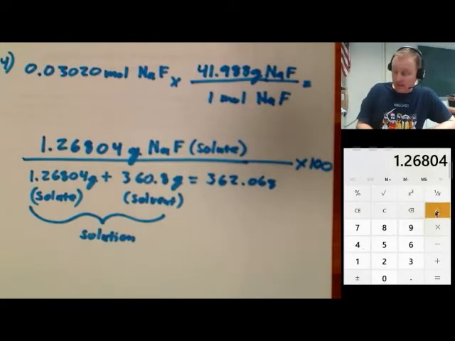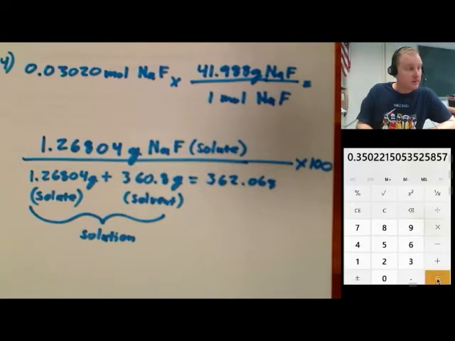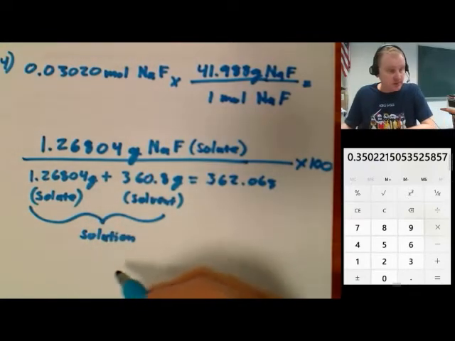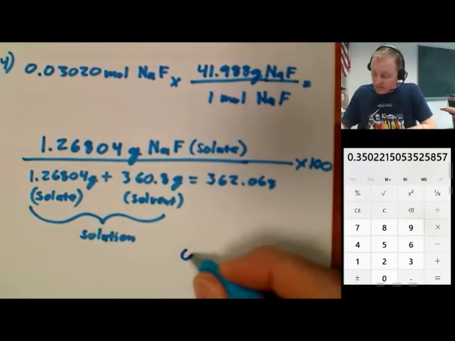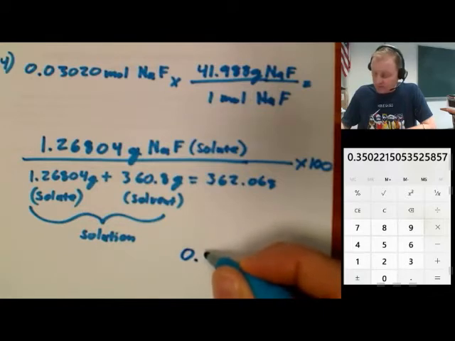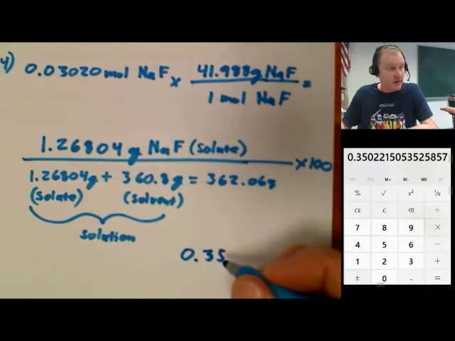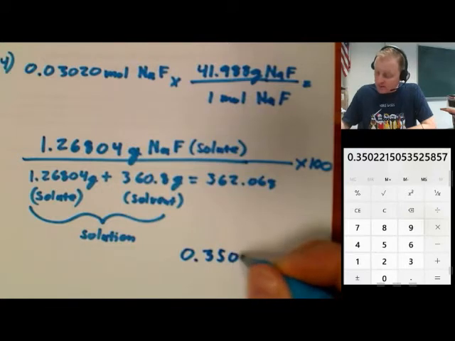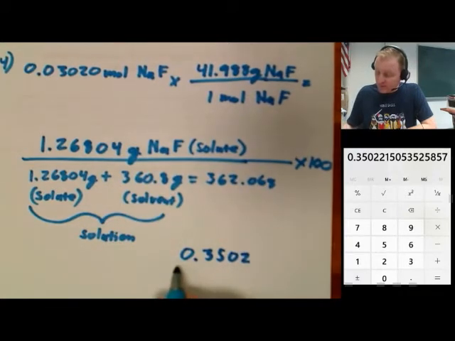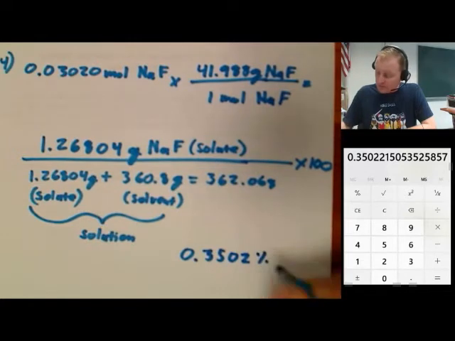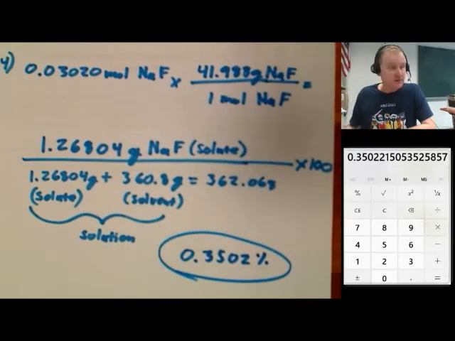1.26804 divided by 362.068 times 100 equals, this is a very small number, percentage. So there's not much solute in this. It's very much just water. So it's only 0.35, and our question has 4 significant figures. So 0.3502. There's our 4 significant figures. Maybe remember, leading zeros never count. Percent. That would be our percent composition in number 4.